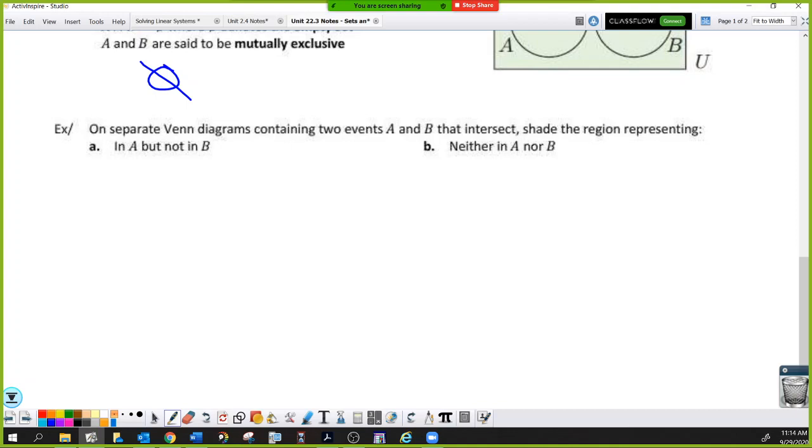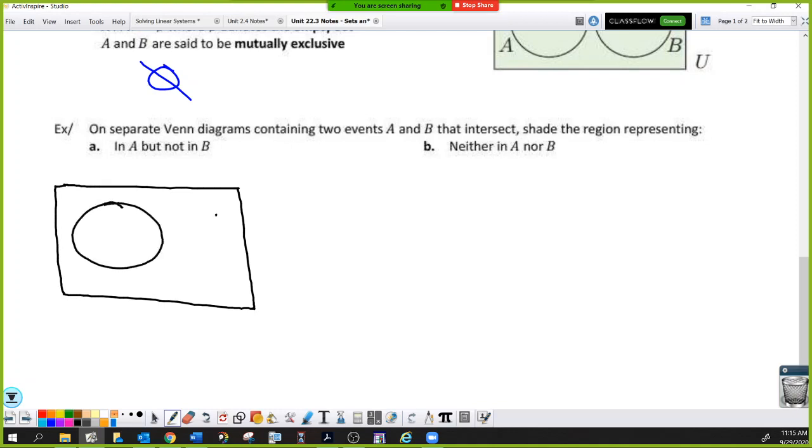On separate Venn diagrams containing 2 events A and B that intersect, we're going to shade the region that represents what's being described. So we're just practicing creating Venn diagrams. It's part A, and it said sets A and B do intersect. So here's A, here's B, just put a little A and B like so.